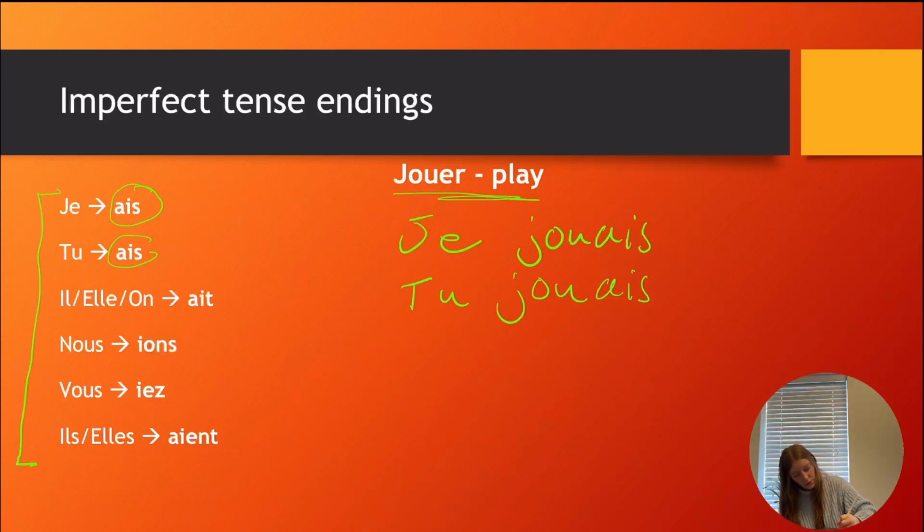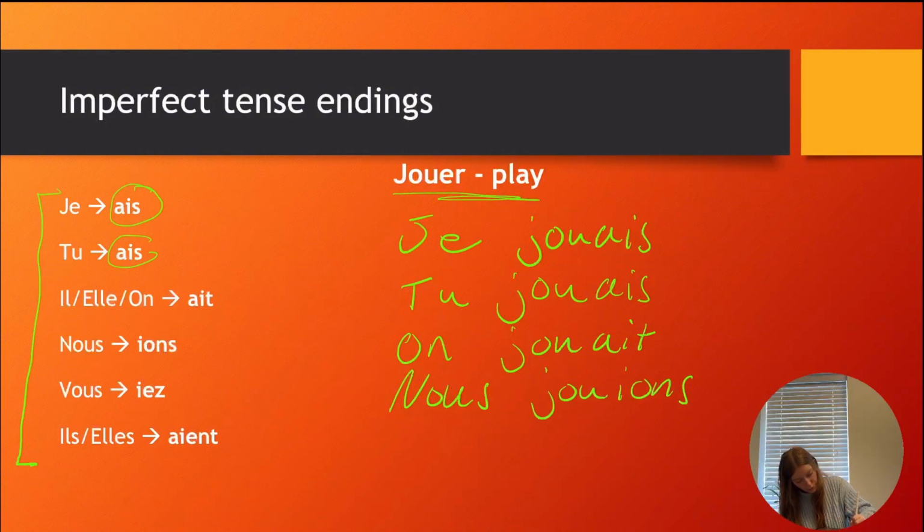And then for il, elle, on, let's just use on as an example. Do the stem, and we add AIT, okay? So we just add these up, that's what we're doing. These are the endings, so you need to remember these. So IONS, IEZ, and AIT, okay? So nous jouions, we're just adding these endings onto our stem, okay?